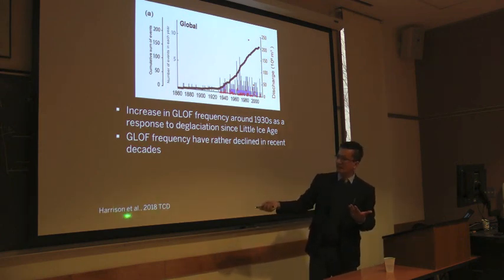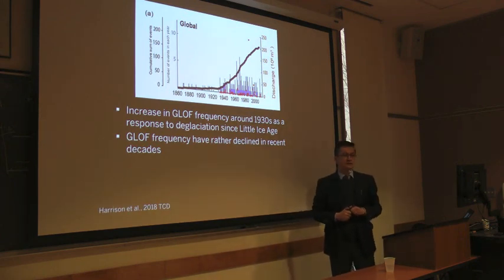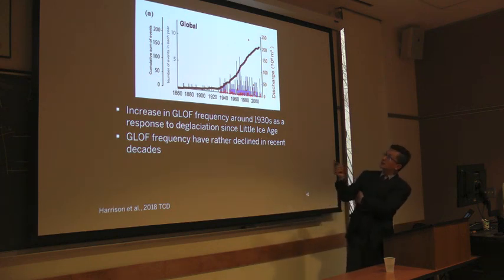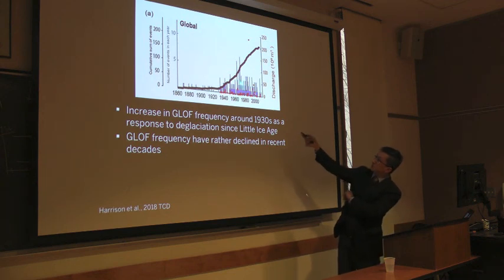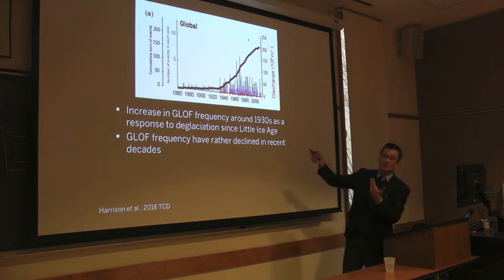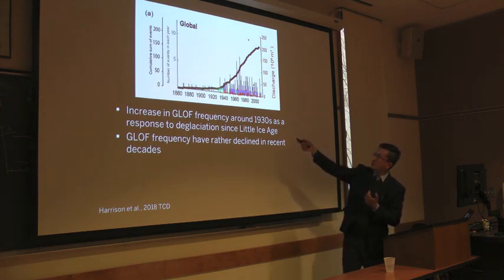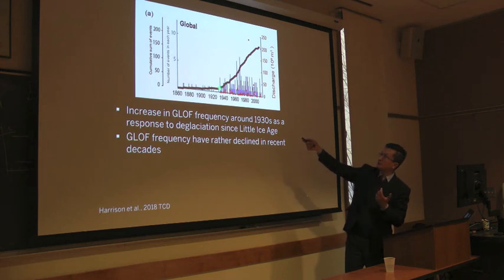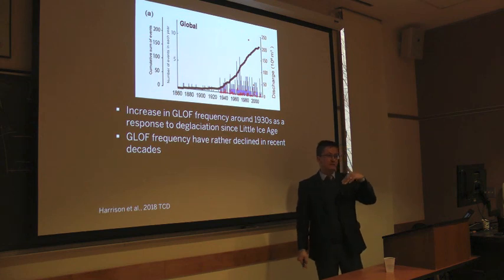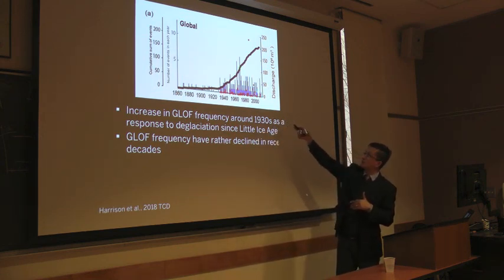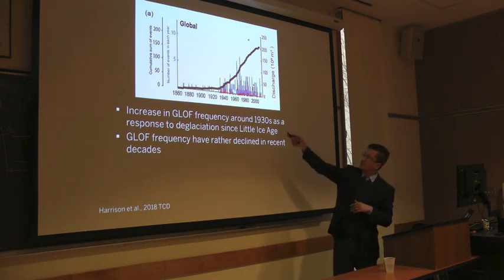It was by Harrison et al., in the open source journal The Cryosphere. If you just focus on the blue lines, these are the cumulative sum of outburst flood events that have happened globally. What this shows is that these flood events started from the 1940s, peaked around the 70s, and since the 70s the flood events have been declining. As you can see, the cumulative sum has been declining here.